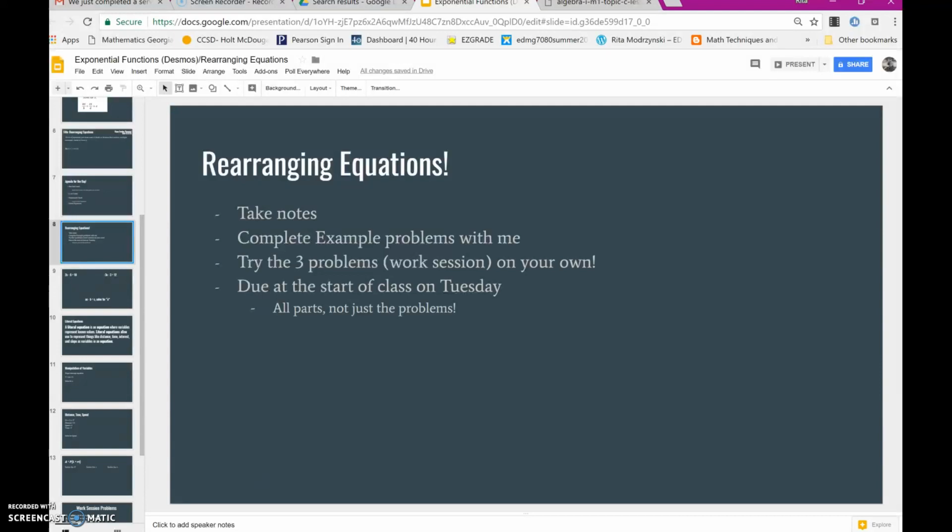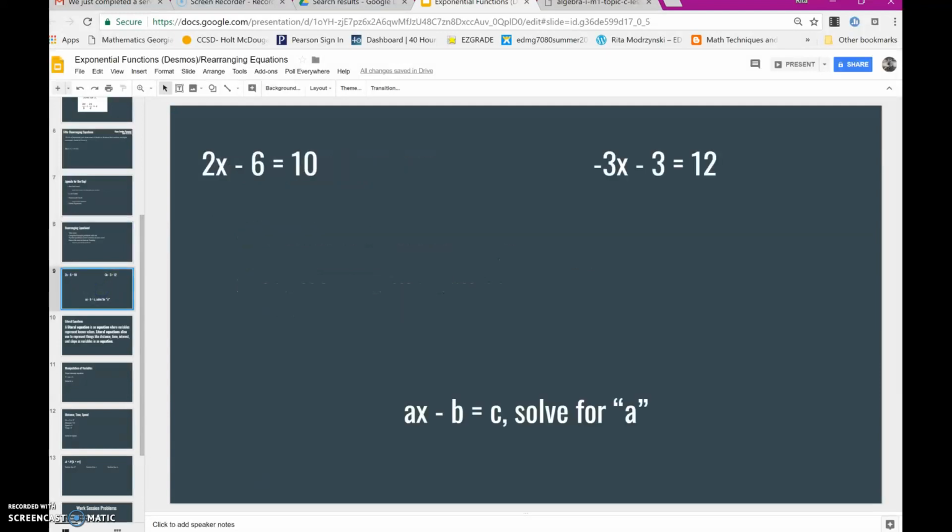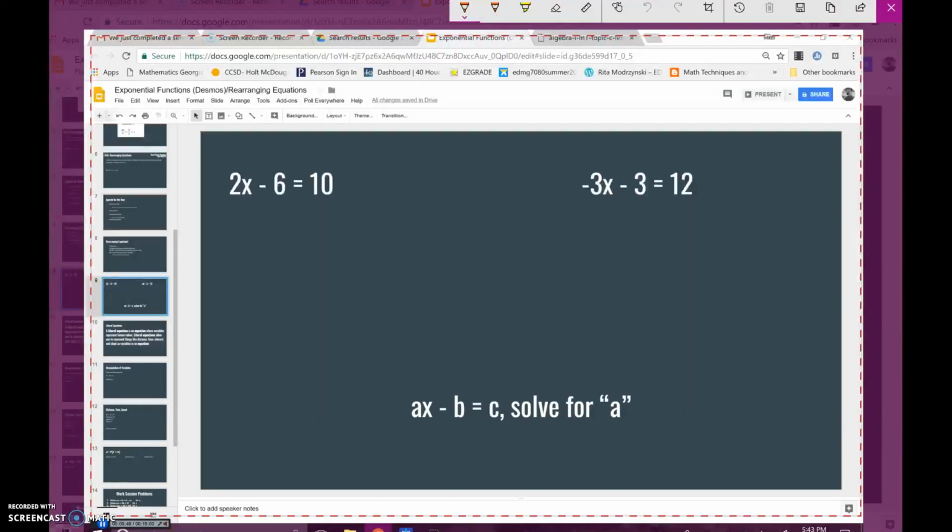Let's go ahead and get some problems, try them out. So rearranging equations is basically solving for a certain variable, and you've been doing this for a long time. Let's start with these questions right here. When we look at this equation and this equation, what we'd be asked to do is to solve for x. So let's go ahead and do that.